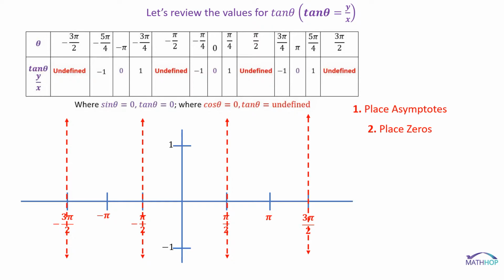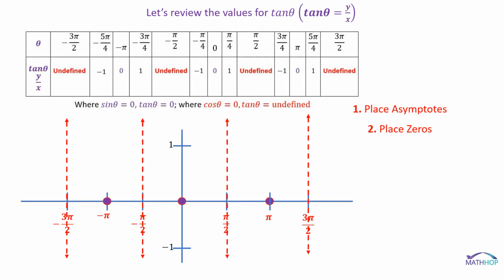Of course, this is tangent. We know where the values of tangent are 0. They're where sine is equal to 0. So I know sine is equal to 0 at -pi, at 0, and at pi. So I place those zeros. But make sure you're noticing that your zeros are halfway between your asymptotes.